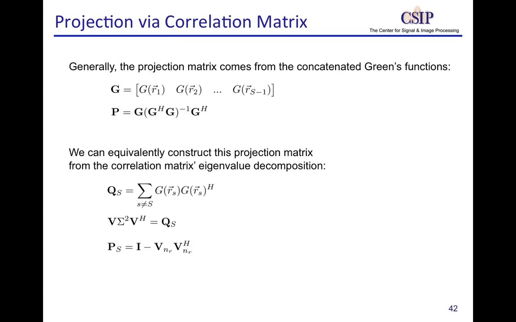Or alternatively, we can construct this projection matrix from the correlation matrix's eigenvalue decomposition. So essentially, if you just sum over all of the source locations, this outer product of these Green's functions, except for the source that you're currently trying to estimate, and you find some eigenvalue decomposition, then you construct this P of S just as I minus this V N R Hermitian, where this V N R is basically a truncated eigenvalue decomposition to be rank N R, essentially. N R is the number of source locations in this case, and I'm writing it this way so that we can put a twist on this later.